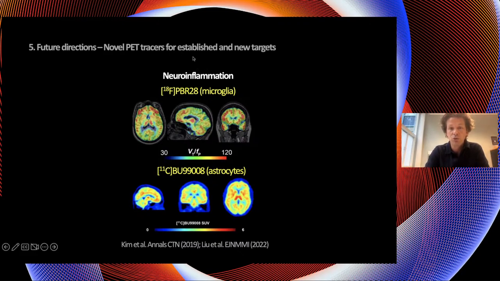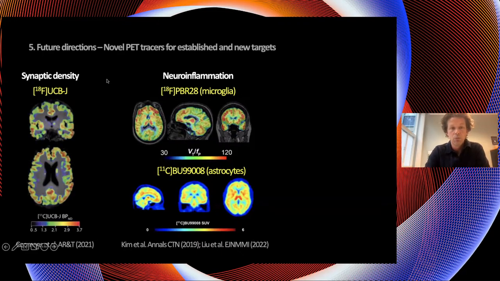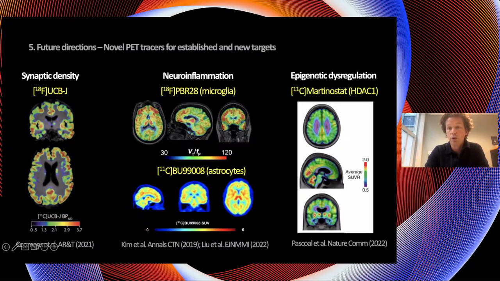There are many approaches to measuring microglia and astrocytes in the brain and their function and their density. More recently, a tracer was also introduced that gives us an impression of synaptic density, which is potentially the closest thing we have to cognition, because it's such a strong correlate of cognition. And there are also some more novel targets, for example, epigenetic dysregulation through the ADHD1 protein.